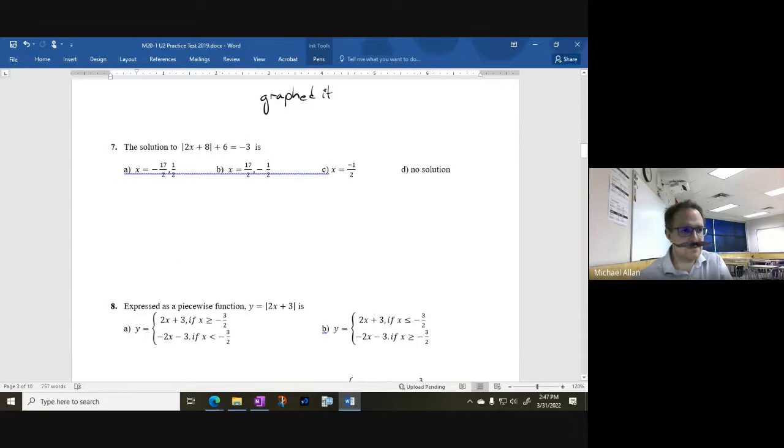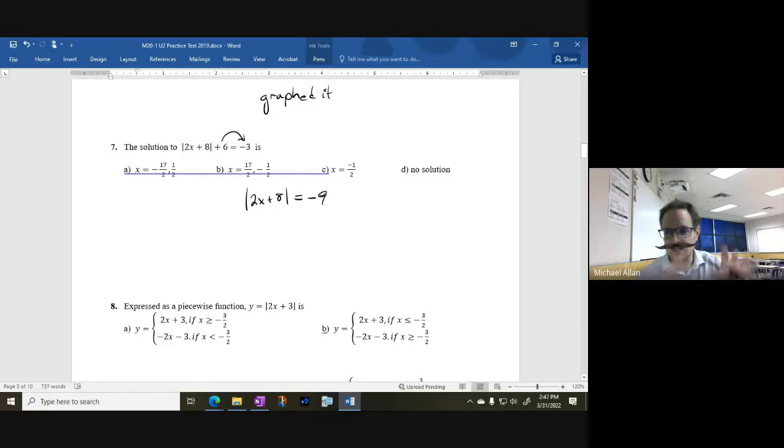So this is a nice number, so I should be able to do this one without graphing it. Technically, I could just graph this, find out when it works. Actually, I don't even have to graph it because I can see what's going to happen here. The first thing you want to do when you solve for absolute values is to isolate the absolute values. So I'm going to minus this 6 over and get -9.